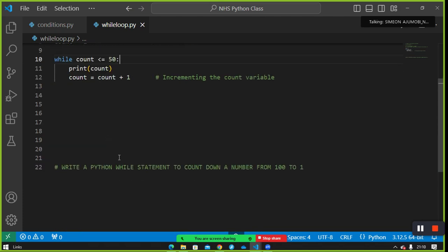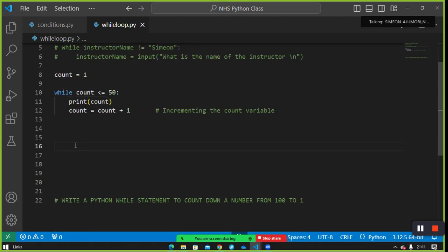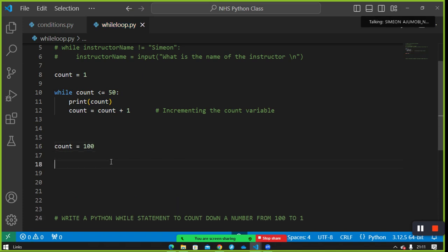Now we want to count from what? From 100 to 1. Then definitely you invert this to 100, then this one becomes 1. If you are going up, this one becomes the lesser and this one becomes the highest. If you are going down, this one becomes the highest, this one becomes the lowest. So it goes like this by saying count equals 100. That is it. And you come back and say while, let me analyze it.